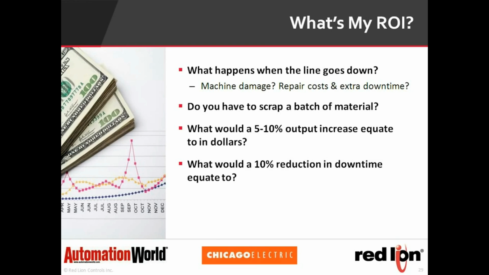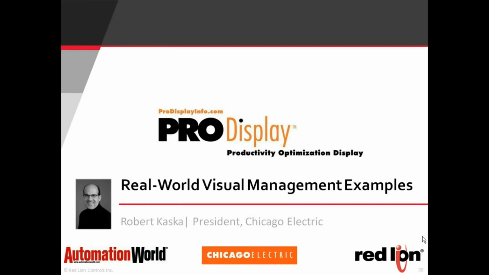Now at that point, I'm going to turn it over to Bob Kaska, president of Chicago Electric, who's actually deployed numerous visual management solutions. Thank you, Jesse. I'd like to start off just by thanking Red Lion and Automation World for the opportunity to participate in today's webcast. I'm going to present actually 6 different examples of visual management, ones that we have implemented.